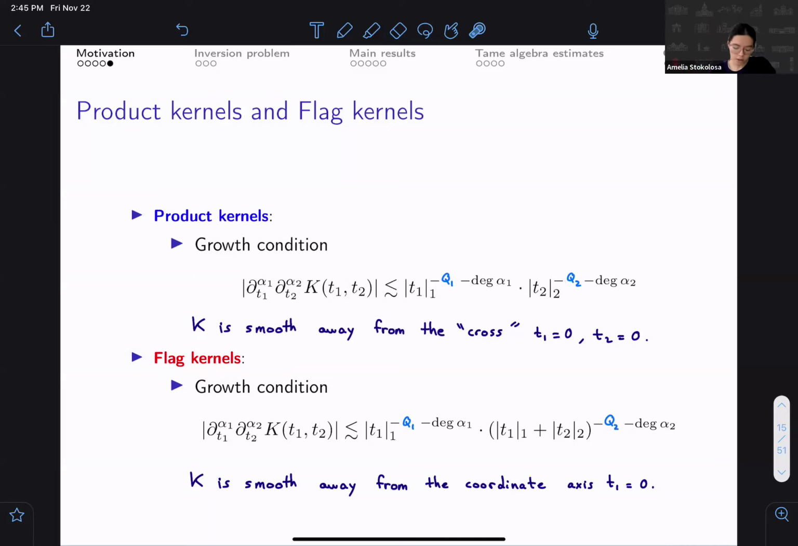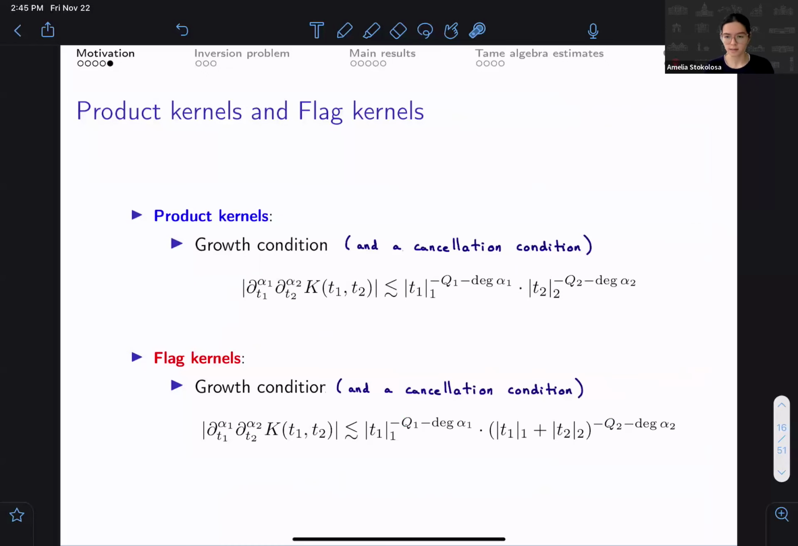So the flat kernels are smooth away from the coordinate axis t1 equals 0. So this defines our product kernels and flat kernels. This almost defines our product kernels and flat kernels, just like with the Hilbert transform, for example, or with Calderon-Zygmund kernels. To define these singular distributions, you also have to make sense of them with a cancellation condition. Now, this cancellation condition is defined recursively, and so to focus in on the ideas again, I will skip the details of this recursive definition.